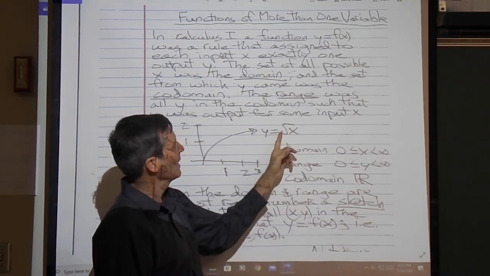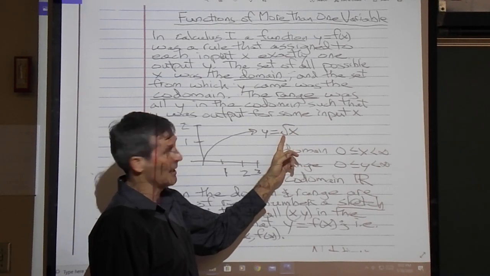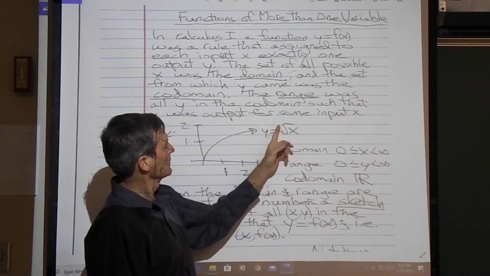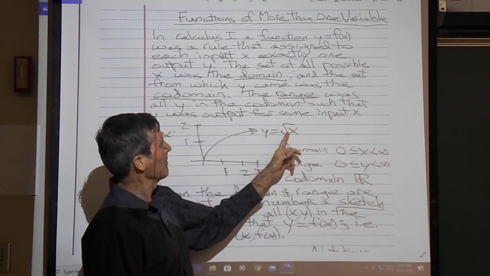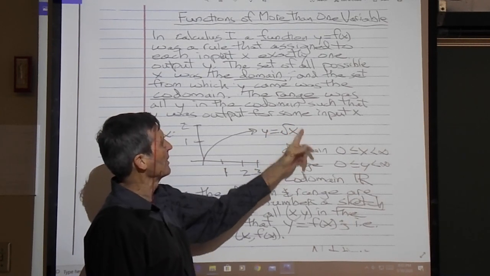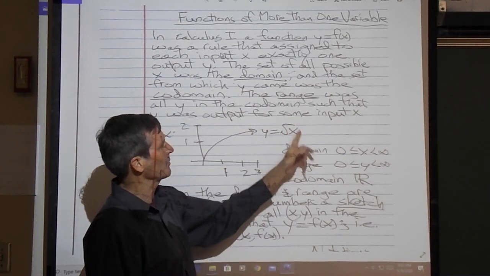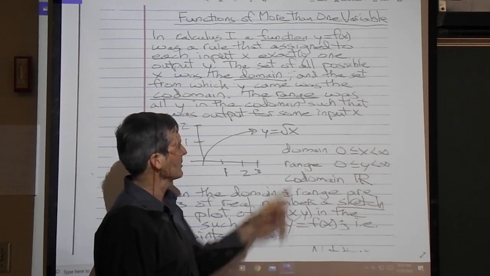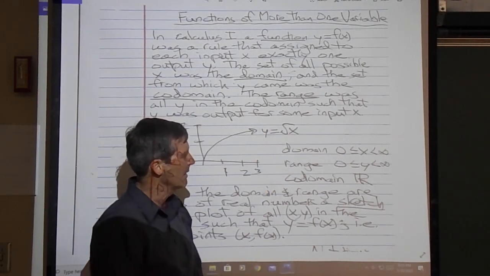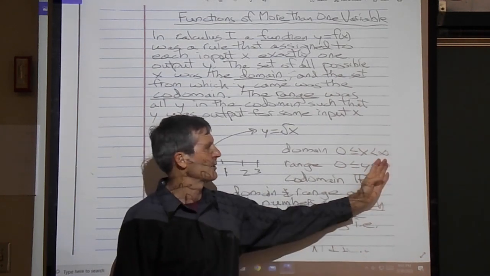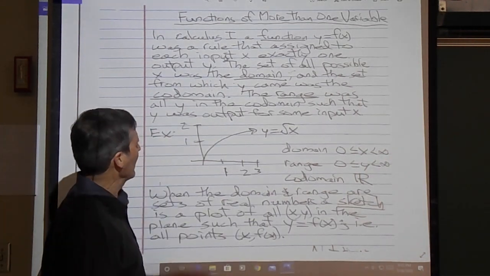The range: what can I get out? I can get out any non-negative number, right? If I want to get out 2.7, I just put the square of 2.7 in, and I get out 2.7 for y. If I want to get 3.8, I put in the square of 3.8, and I get that out. So I can get out as y any non-negative real number I want. So we'll say the range is all y greater than or equal to 0. And that's what we did.